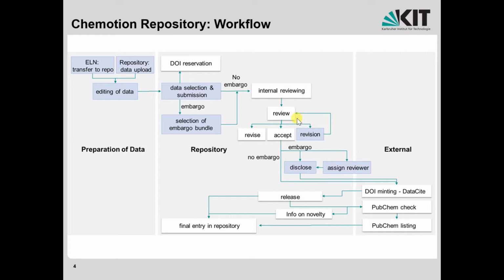Depending on whether an embargo was set, the submission is either set on hold or passes directly to the DOI minting via DataCite. After DOI registration, the data is released and enters the repository as a final entry. In parallel, the information on the molecule is sent to PubChem and is registered there. PubChem also delivers information on the novelty of the provided molecules, which is then added to the information on the final entry in the repository.